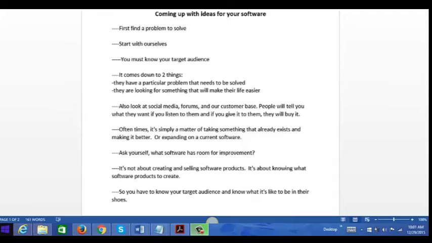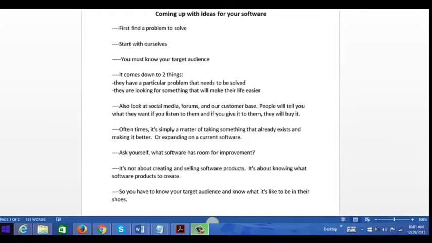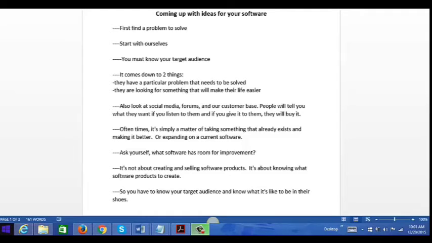Okay, do you have a problem in your business or personal life that can be solved with a software tool? Because let's face it, if you have a problem, I'm pretty sure there's going to be other people out there with similar problems as you. Okay, so your problem is not unique to yourself. You must also know your target audience that you plan to sell your software to. So basically, it comes down to two things.